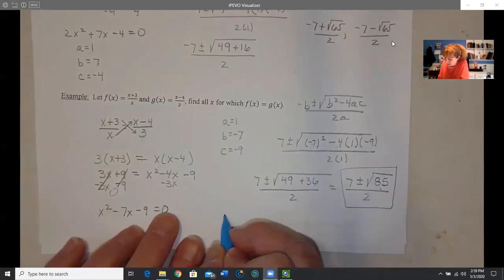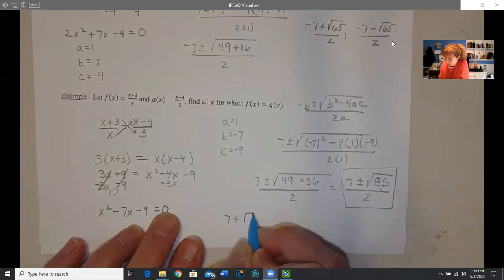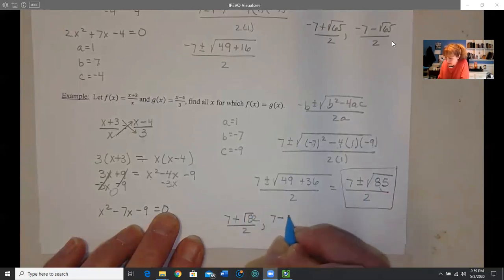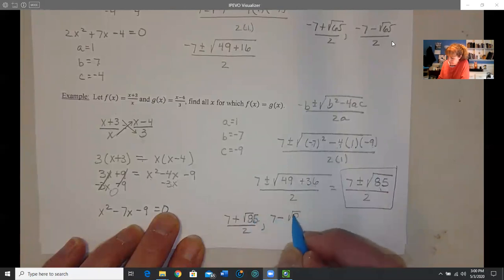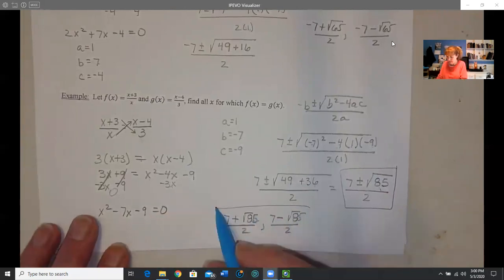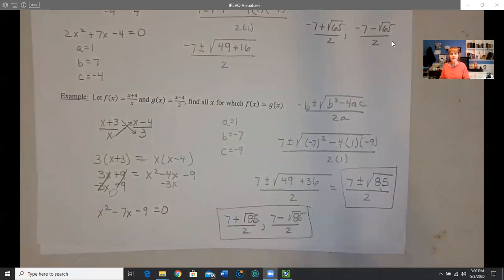You may have to write it 7 plus the square root of 85 over 2, comma, 7 minus the square root of 85 over 2. Okay, either way, they mean the same thing.